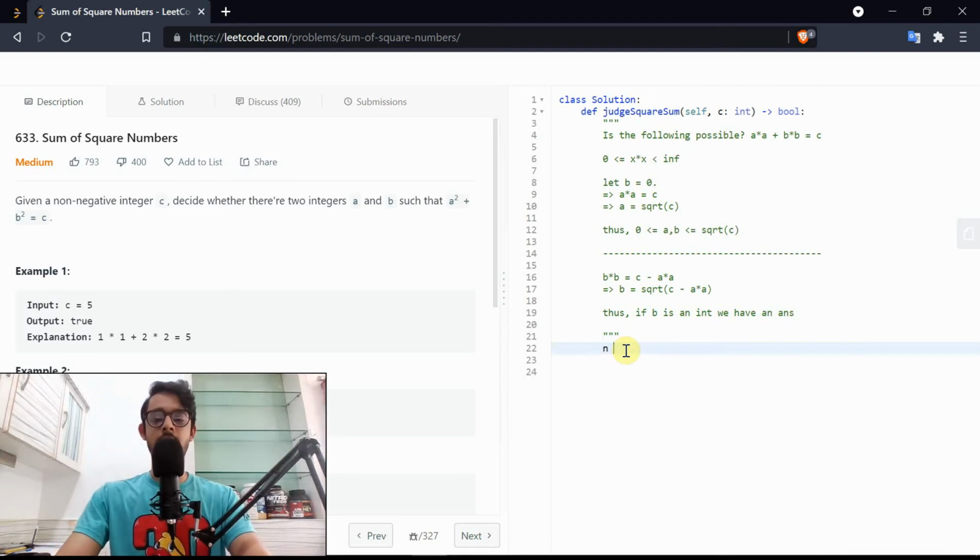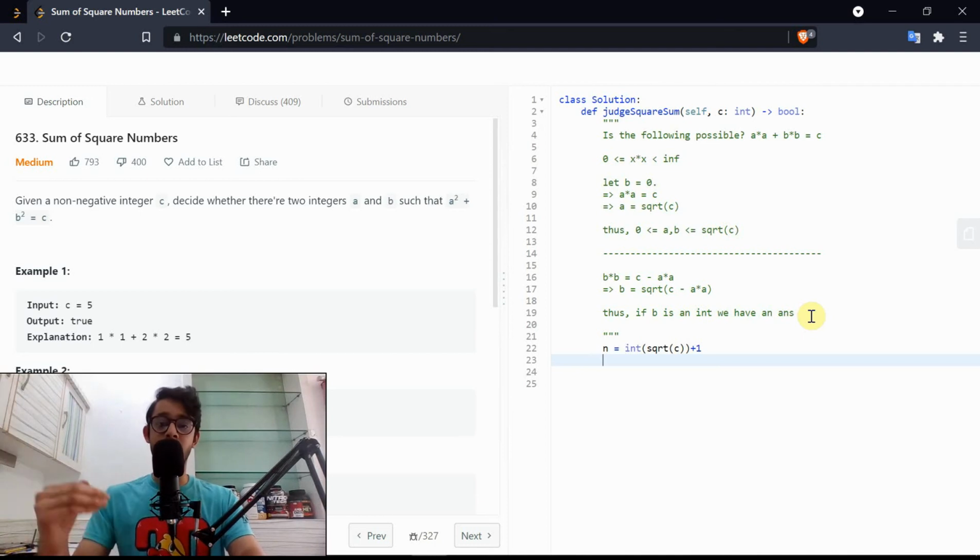And so we'll get the number n here. Let's put a number n, which is the integer of the square root of c, and we'll do plus 1 because of how square root works and how it will take the floor of it when we do the integer.